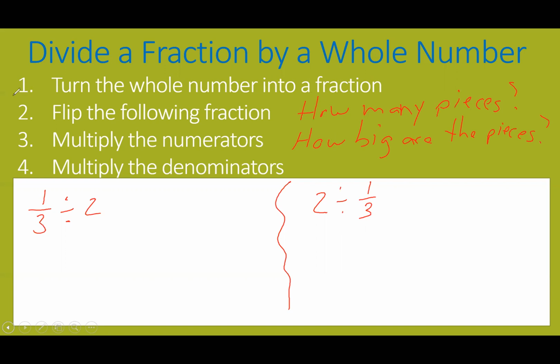Step 1, it says turn the whole number into a fraction. Well, this is simple. You stick a 1 under it. That's all you have to do. And then step 2, flip the following fraction. This is my following fraction, so 1/3 stays the same. But I'm going to flip 2/1 and it becomes 1/2. And now I multiply the numerators and denominators. 1 times 1 is 1. 3 times 2 is 6. So my answer is 1/6.